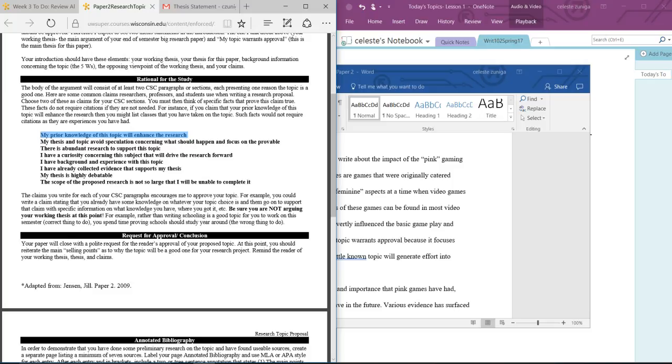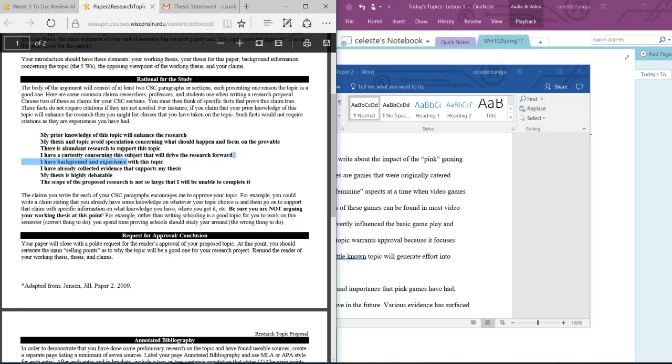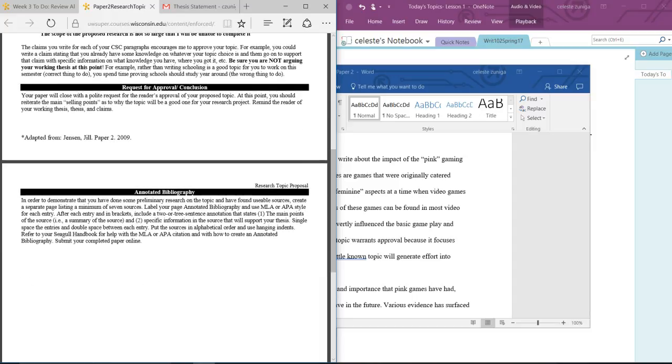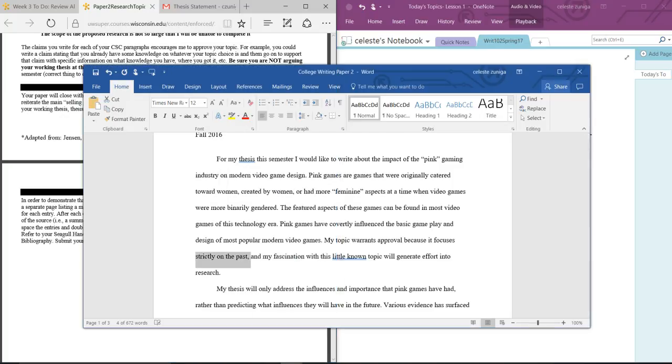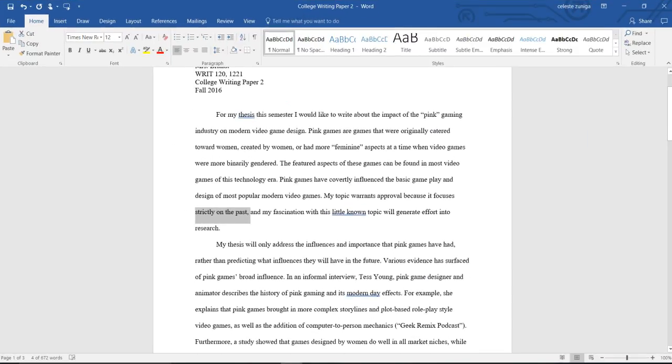If your claim is that you have curiosity concerning the subject, you would prove to me that you have curiosity by showing me that you've taken classes in the past dealing with the topic, or you've done other things dancing around that topic, maybe an after-school project, that sort of thing. So that would not need in-text citations either. So then, from there, we move on to the conclusion. And the conclusion really goes over your main thesis, your working thesis, and the claims of your paper, and that's it. So that's the body of what your paper should look like.